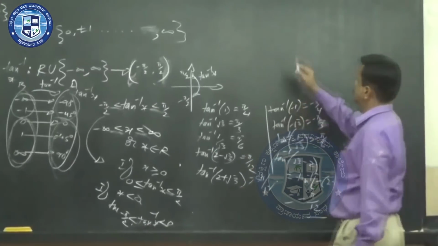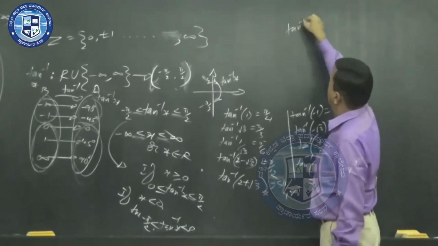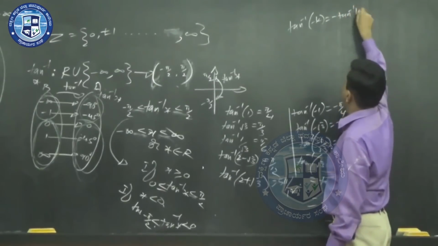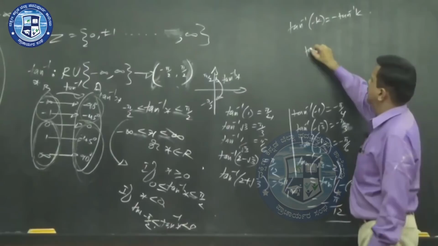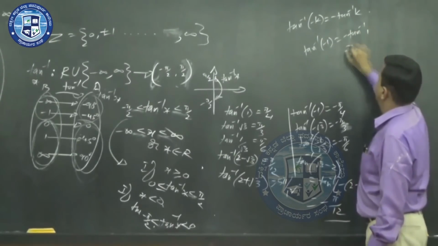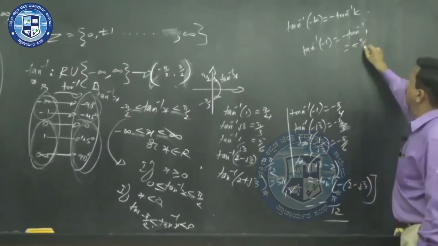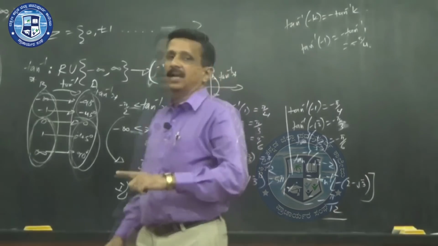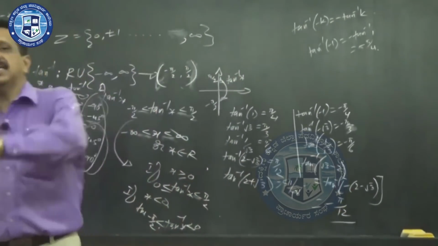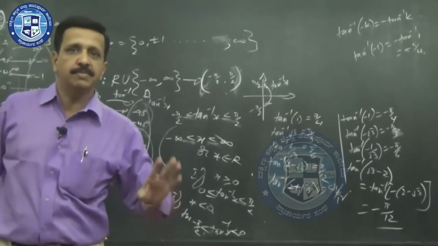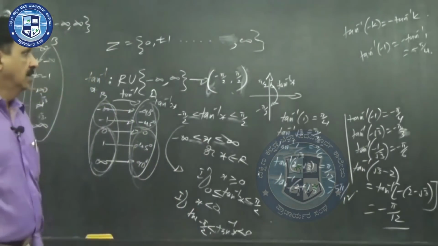By comparing these two, you can come to a conclusion that tan inverse of minus k is equal to minus tan inverse k. Look at this. We will take an example. Tan inverse of minus 1 is equal to minus tan inverse 1, that's equal to minus pi by 4. Just like sin inverse of minus k is minus sin inverse k, tan inverse of minus k is minus tan inverse k. Cos inverse of minus k is not minus cos inverse k, it is pi minus cos inverse k.